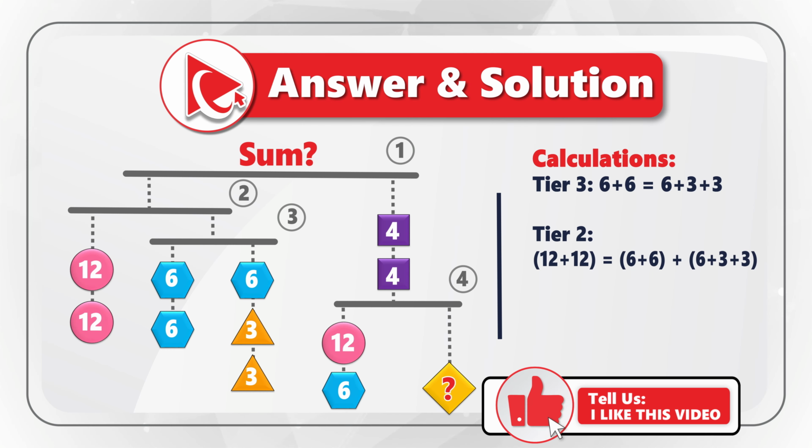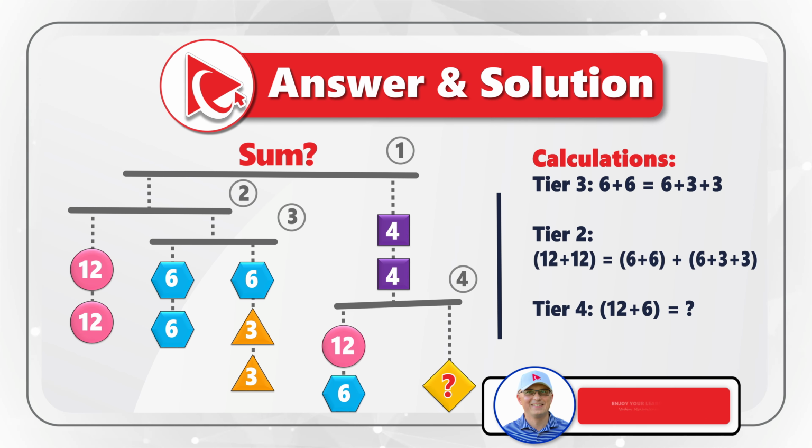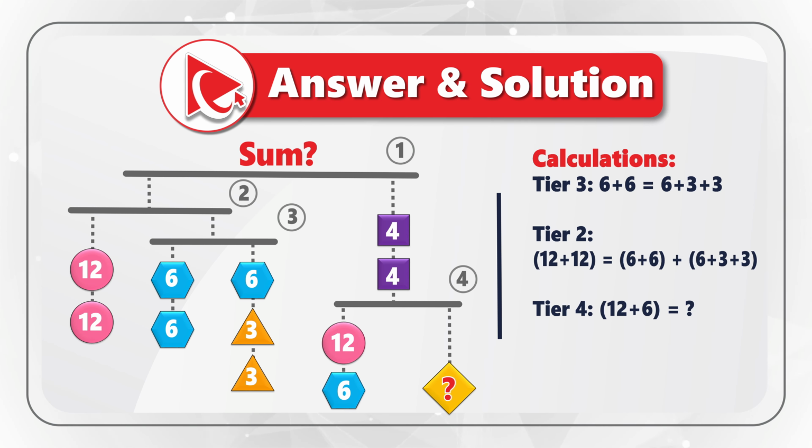Now, knowing this logic, we can calculate the missing value on Tier 4. Because Tier 4 needs to remain in balance, the value of 12 plus 6 should be equal to the missing value, which means that the missing value is 18.